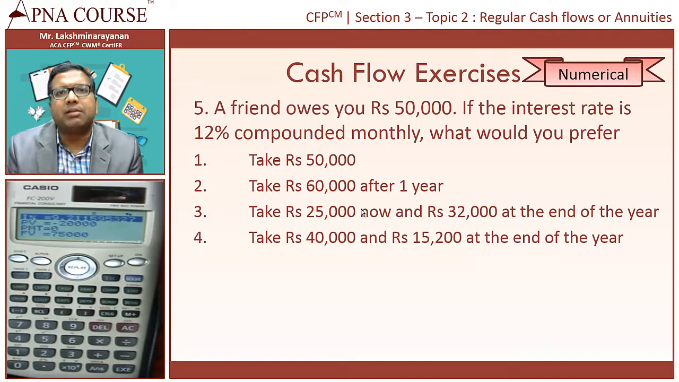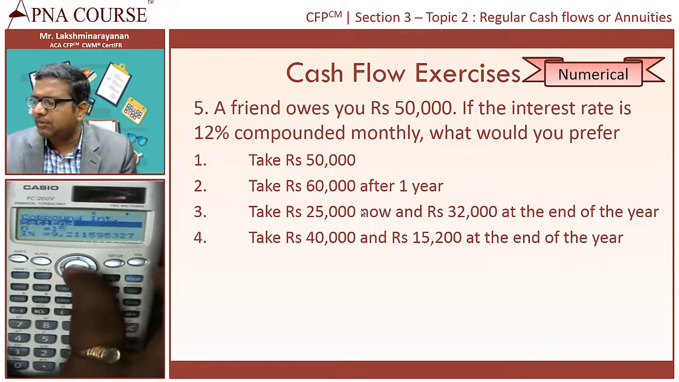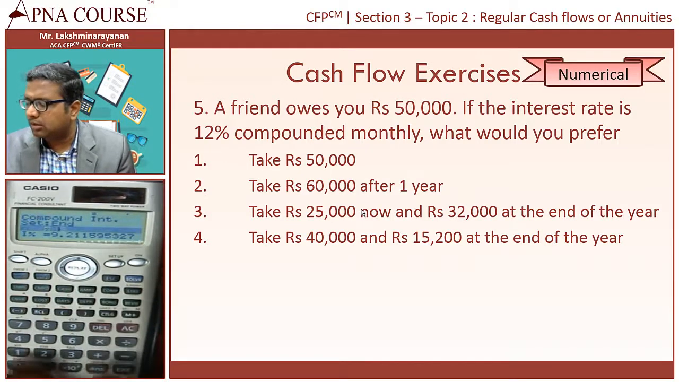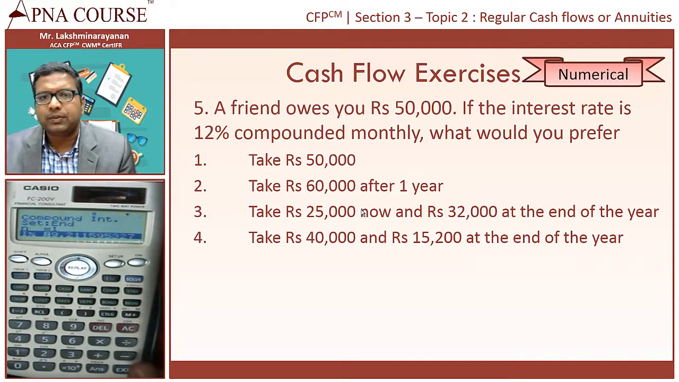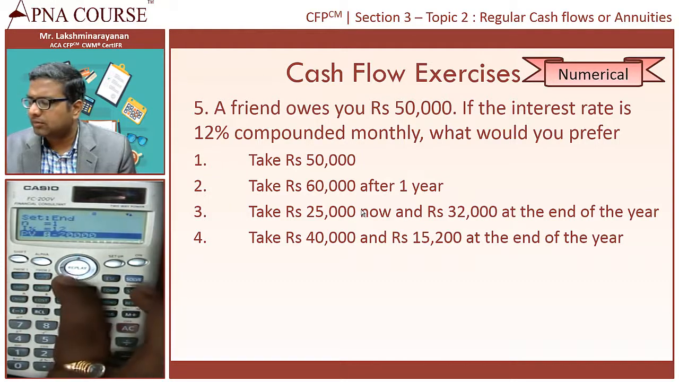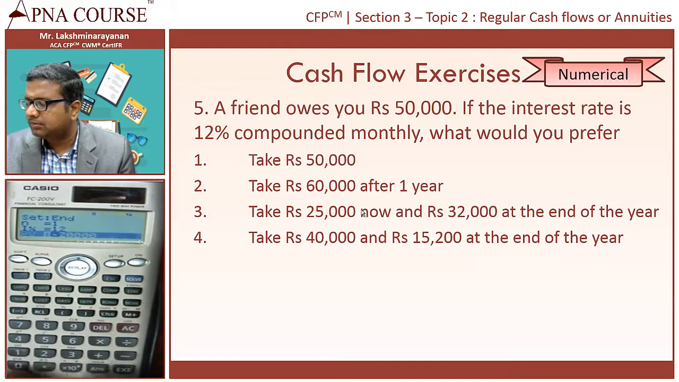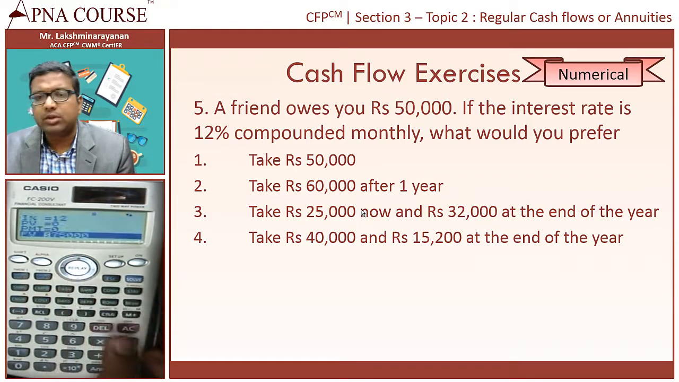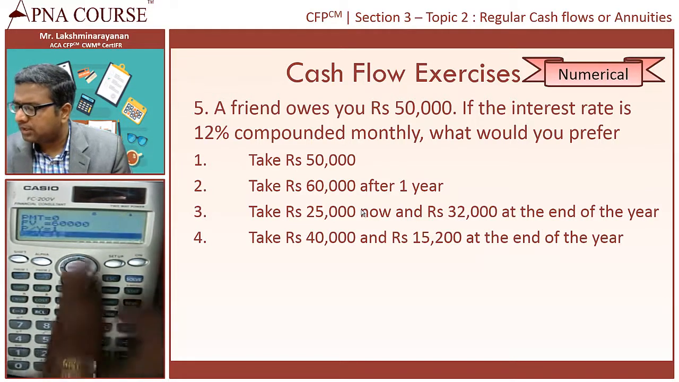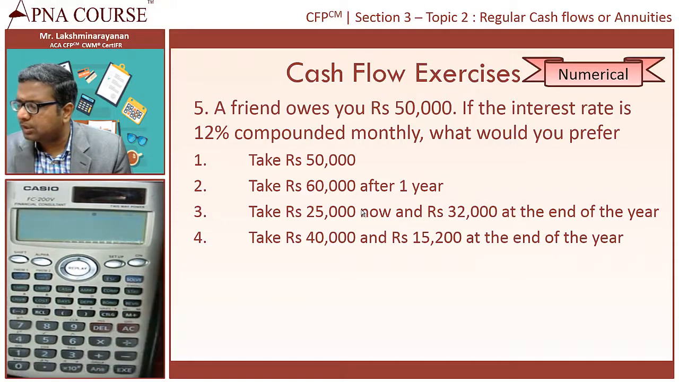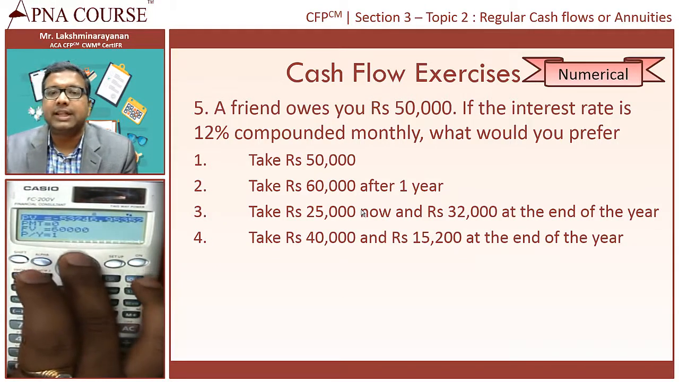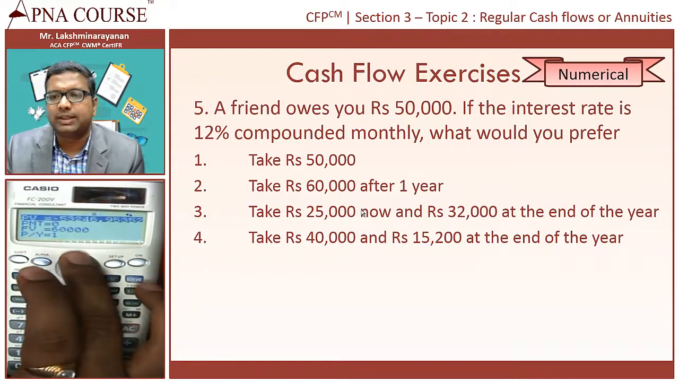First option already given 50,000. Second option, let's find what is the value as on today. 60,000 after 1 year. So N is 1, I is 12, compounded monthly. Future value is 60,000. C bar Y is 12. What is the present value? 53,246. So in second scenario, you get 53,246.